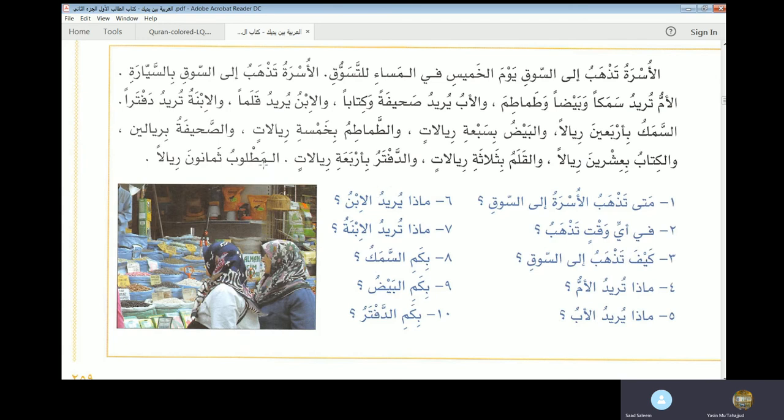Okay, al-matlub thamanun riyalan. It requires 80 riyals. Now answer this question without looking at the paragraph. Okay.